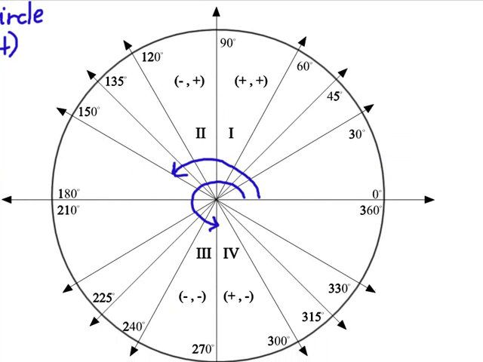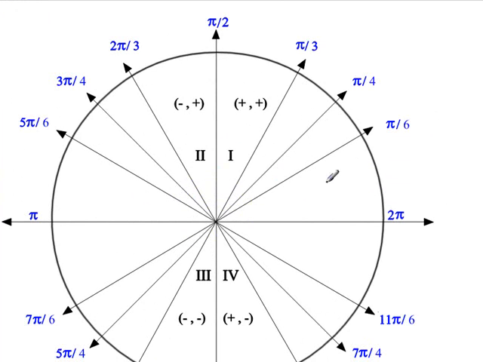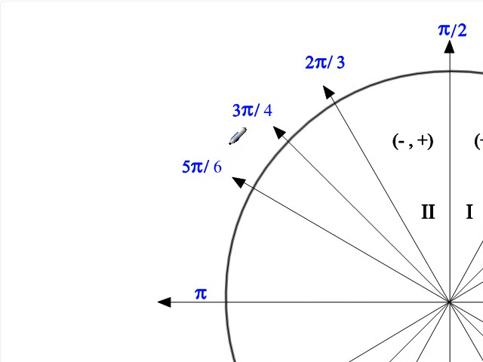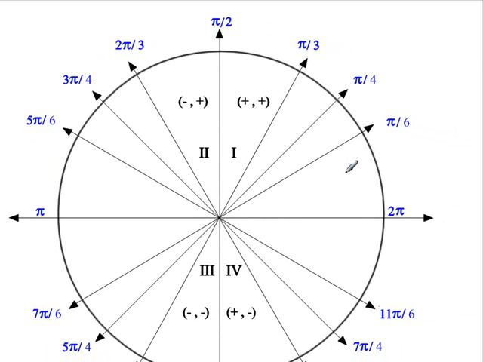Now the other thing that I have is a picture of the same unit circle, but this time in terms of radians. Very, very critical that you identify the relationship between the degrees and radians on the unit circle. So you should know pretty well that pi over 6 is the same thing as a 30-degree angle. Pi over 4 is a 45-degree angle. Pi over 3 is a 60-degree angle.